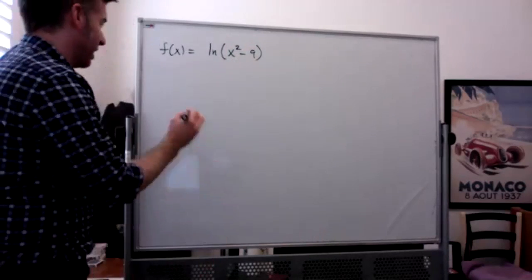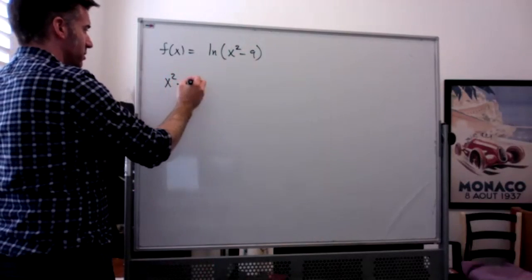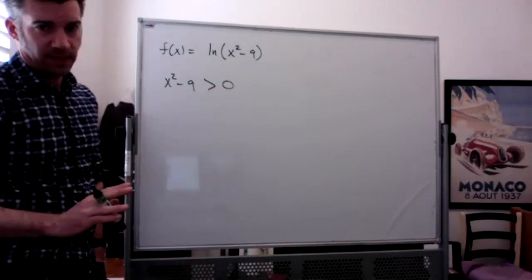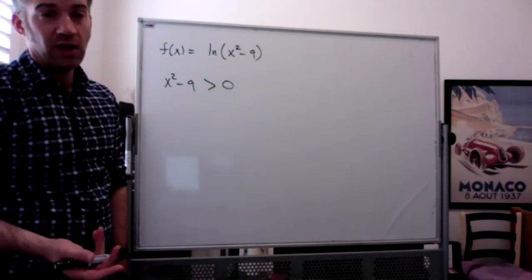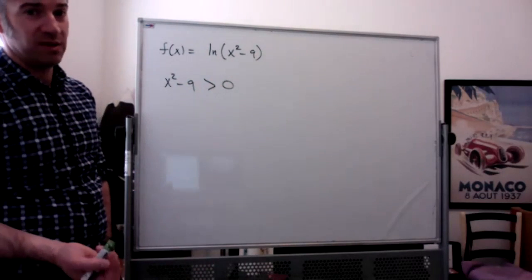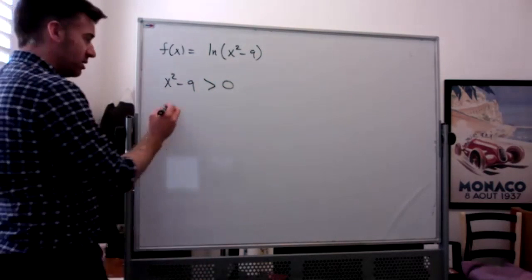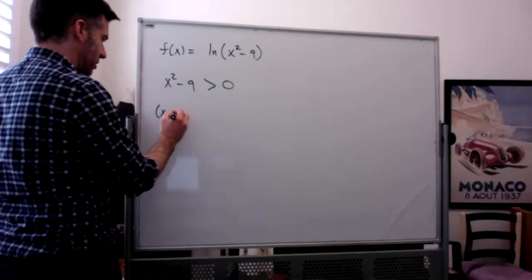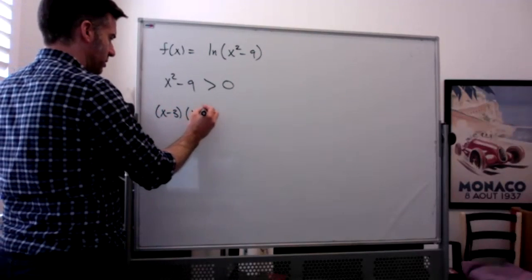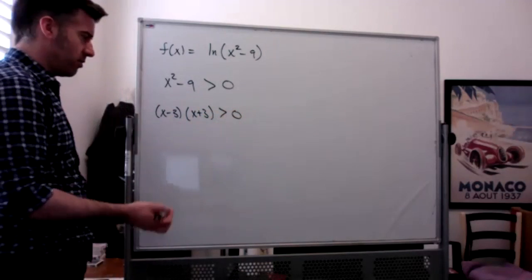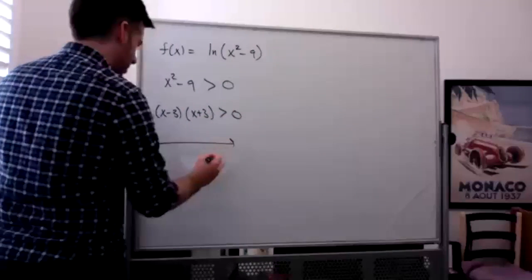We're going to set the insides to be greater than 0. Now, a word of warning. There's 2 ways you can do this. One of them, to me, is safer. The safer way is to factor. So I'm going to factor this as x minus 3 times x plus 3, which is greater than 0. And then we do the number line thing.